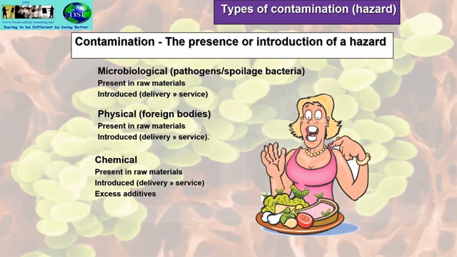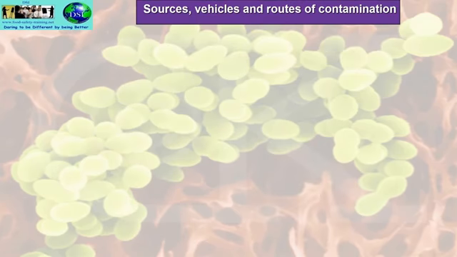Chemical, these can be present in raw materials, again introduced between delivery and service. One such chemical which could have adverse chronic effects are excess additives. And lastly, allergenic. These are again present in raw materials and these can be introduced between delivery and service.